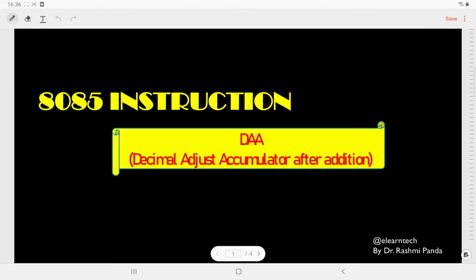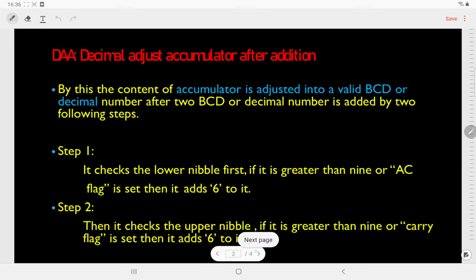Hello everyone, today we are going to discuss one of the special instructions of the 8085 microprocessor, that is DAA. It stands for Decimal Adjust Accumulator After Addition. So let us discuss this instruction in detail. By using this instruction, the content of the accumulator is adjusted into a valid BCD or decimal number, and generally it is used after addition of two BCD or two decimal numbers, and it follows two steps.